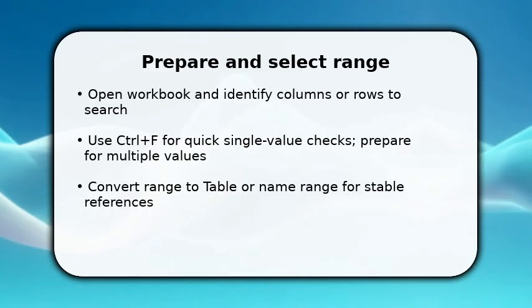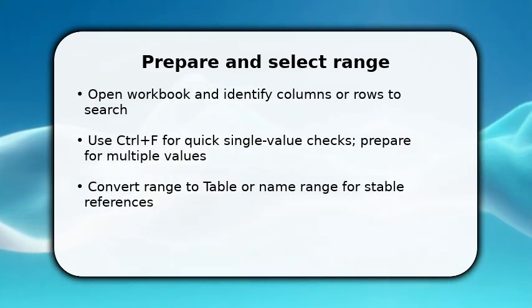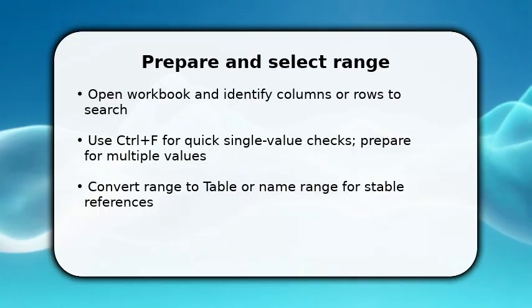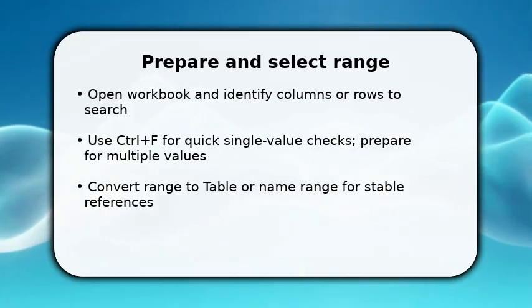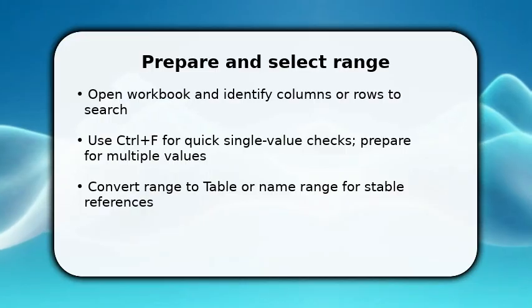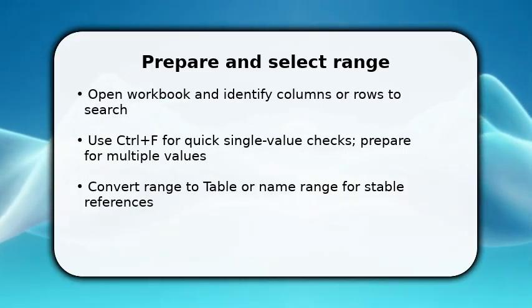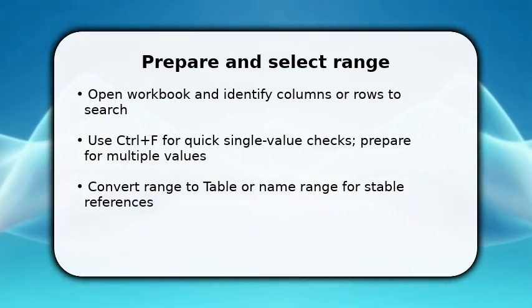Next, list the multiple numbers you need to find on a helper column or sheet. This makes comparison efficient. Once done, decide whether you need exact matches, partial matches, or numeric ranges, because that choice determines which functions you will use next.